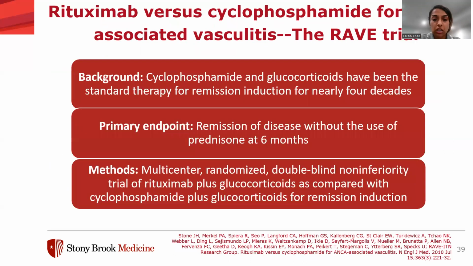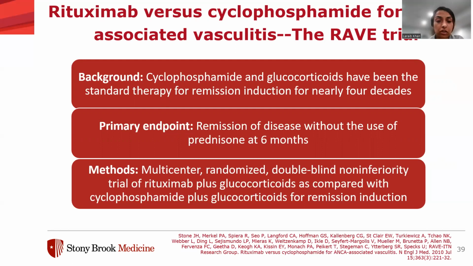Next we're going to be talking about a trial called the RAVE trial. This was looking at cyclophosphamide with glucocorticoids versus rituximab with glucocorticoids, because like I mentioned, in remission induction both of the combinations can be used as first line, and it's because of this trial. This trial was done in 2010, so some background on it. Cyclophosphamide and glucocorticoids have been the standard therapy for remission induction for a long time. The primary endpoint of this study was remission of disease without the use of prednisone at 6 months.